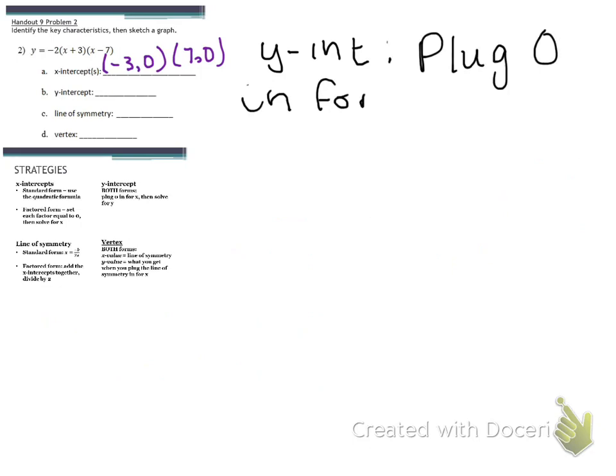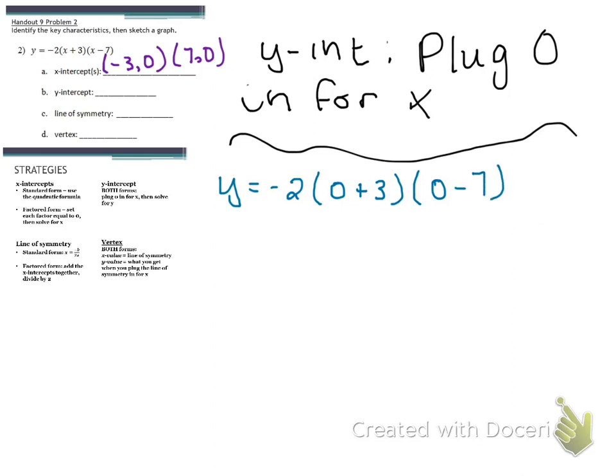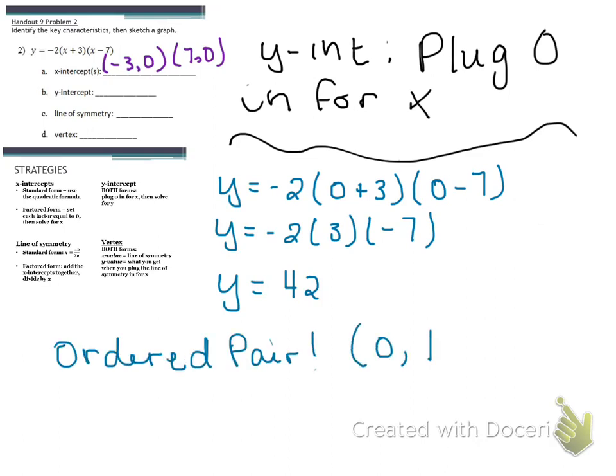For the y-intercepts, you want to plug 0 in for x. So you'll have negative 2 times 0 plus 3 times 0 minus 7. So that'll be negative 2 times 3 times negative 7, which is a positive 42. Want to put that in an ordered pair, so you'll have 0, 42.